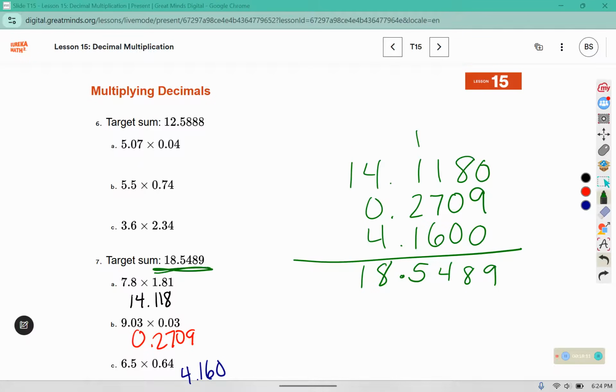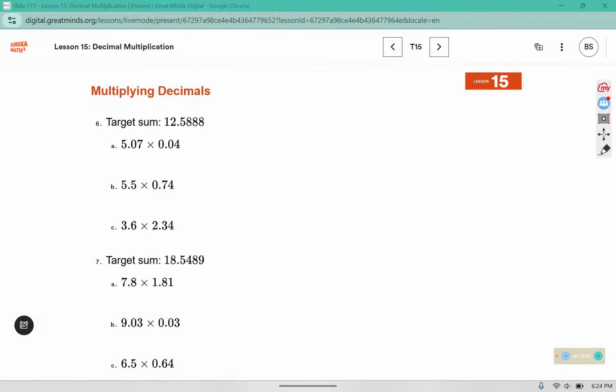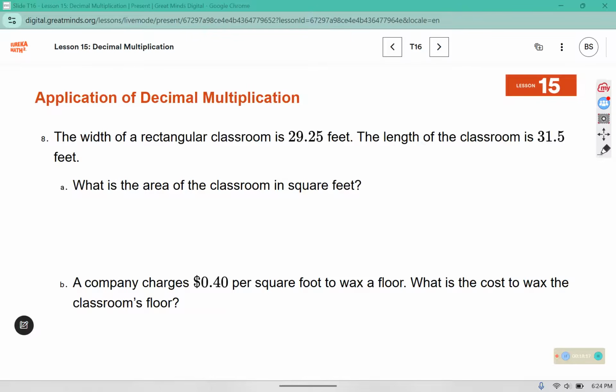Which it matches for number 7. The width of a rectangular classroom is 29.25 feet. The length is 31.5. What is the area in square feet? This is a multiplication. To find the area of a rectangle, we multiply width and length.